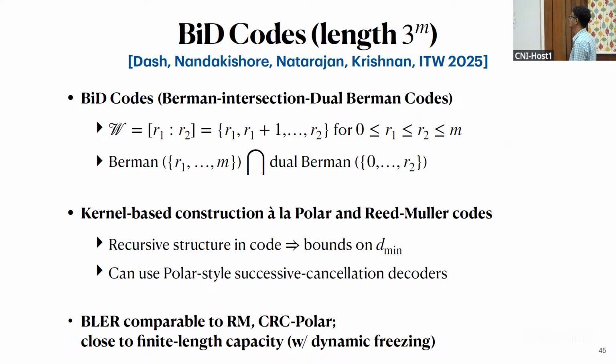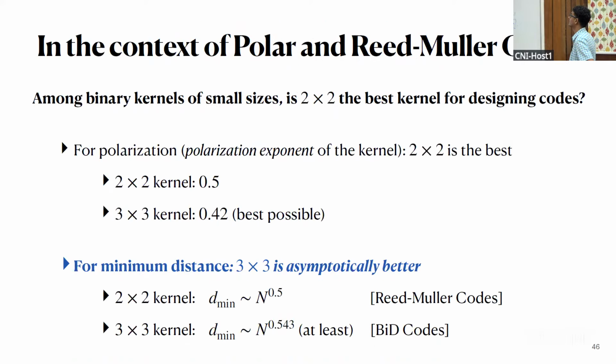So basically, because of this Kronecker product structure, any decoder known for polar codes, you can tweak it and use it for your code also. But again, there are no guarantees on the complexity. Complexity could be very high. And the block error rate is comparable to Reed-Muller and CRC polar, and it performs very close to finite length capacity limits. So what was interesting for us is to ask this question.